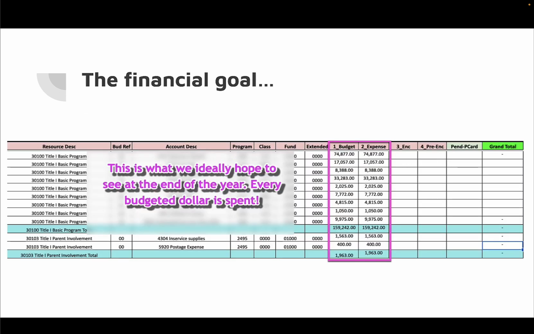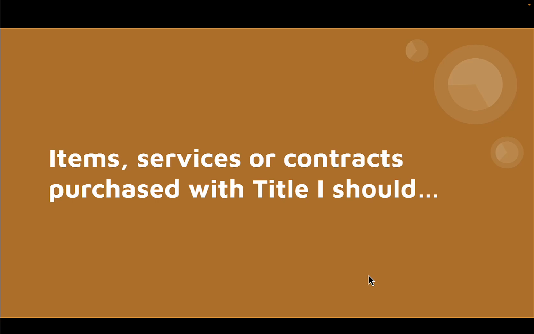So now, this is the ultimate financial goal. This is what we ideally hope to see at the end of the year in every school. In this example, you can see that the two columns, the budgeted and expensed, are perfectly matching. Every dollar that was budgeted for this school was spent, literally every dollar. So that at the end of the year, we were granted $159,242 and we spent that exact same amount, and the same for the Title I parent involvement funds. But there's more to the story.